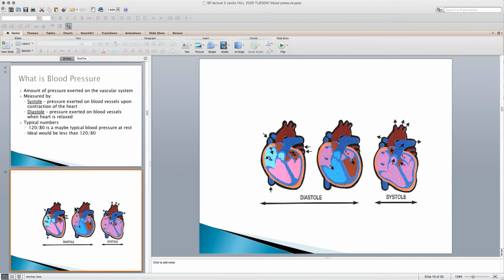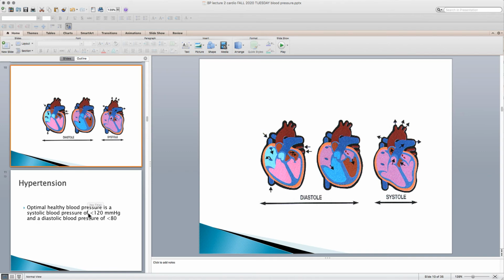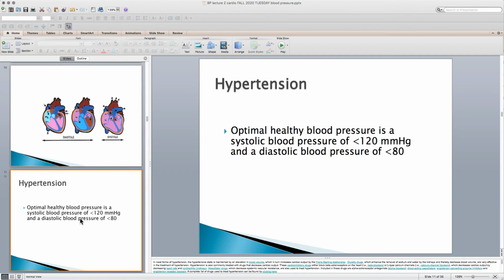And the amount of time during diastole, so diastole is the relaxation phase, and systole is the contraction phase. The amount of time in diastole is greater, so it's not equal to the same amount of time as in systole. So we have to remember that when we calculate out a couple other equations, and these will come up later.